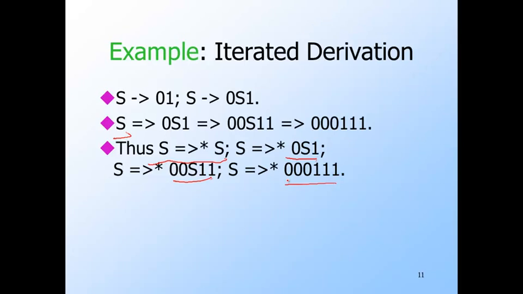Notice also that we don't have to start with the start symbol. It is also true, for example, that 0S1 goes to star 0, 0, 0, 1, 1, 1. That is, anything along the derivation sequence goes to itself and any later position along the sequence.